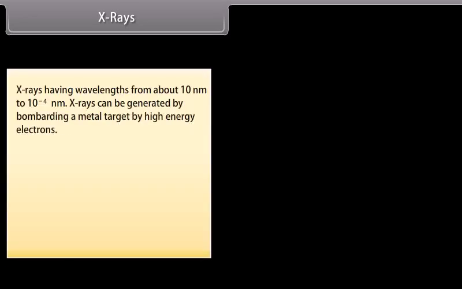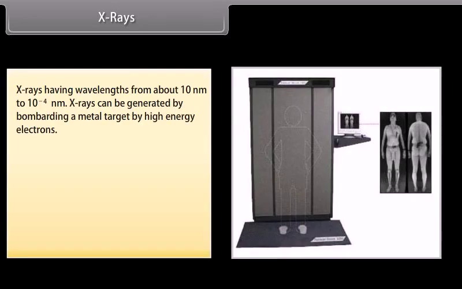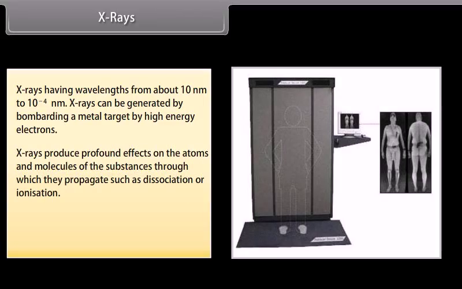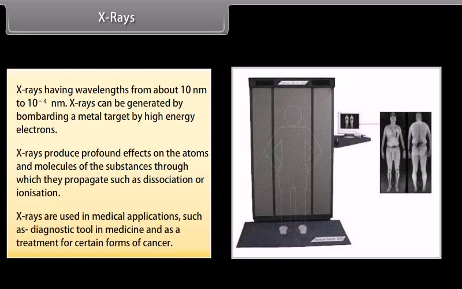X-rays. X-rays have wavelengths from about 10 nanometer to 10^-4 nanometer. X-rays can be generated by bombarding a metal target with high-energy electrons. X-rays produce profound effects on the atoms and molecules of the substances through which they propagate, such as dissociation or ionization.